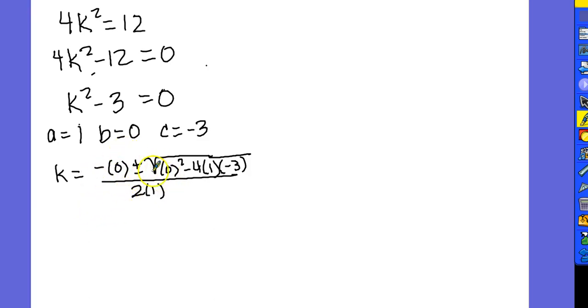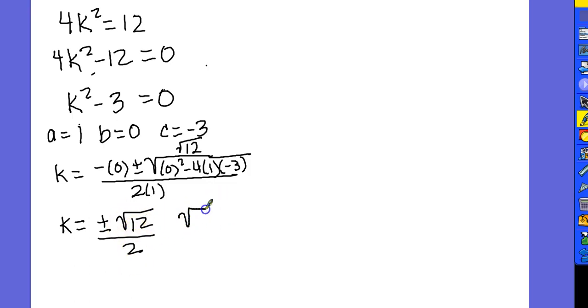Got a bunch of nonsense here. We'll simplify this. I believe it should be 12, don't you? So that's the square root of 12. So we get k is equal to plus or minus the square root of 12 over 2. But that's not simplified, because I can simplify the square root of 12.